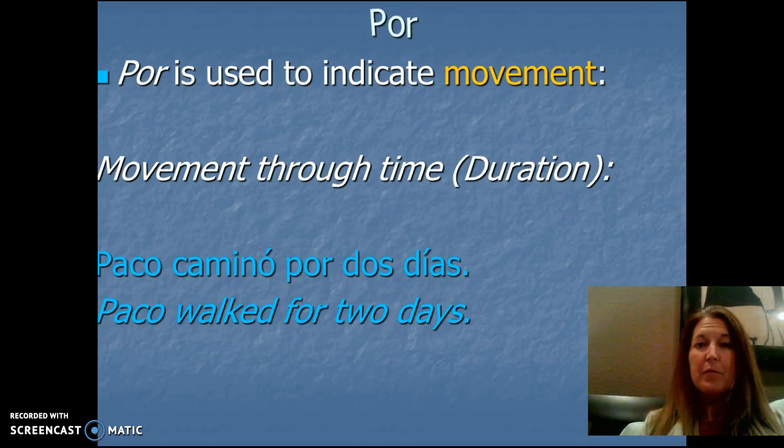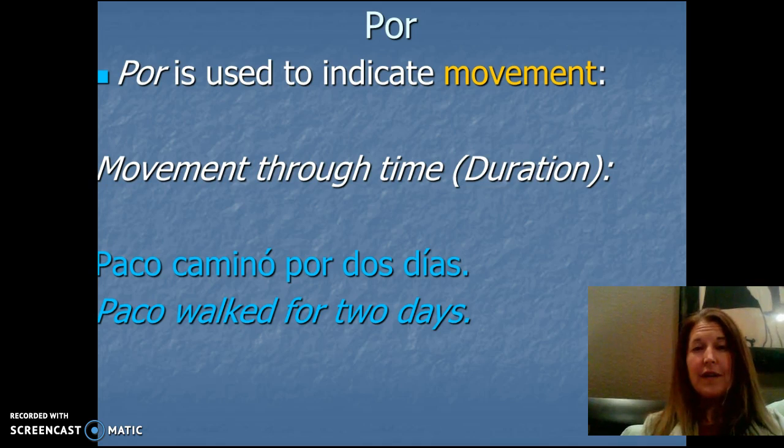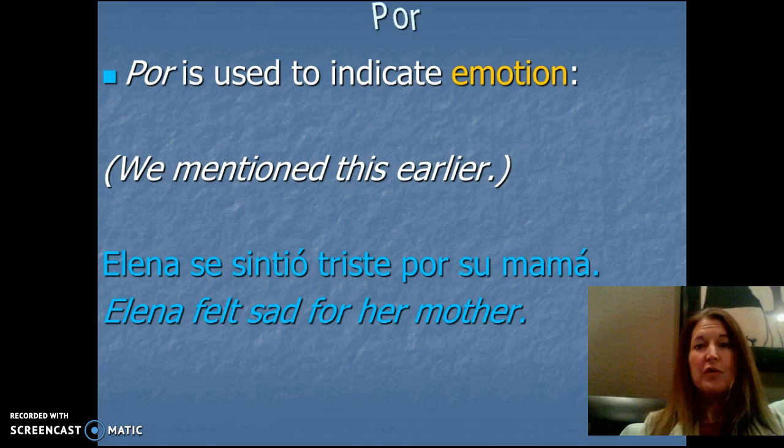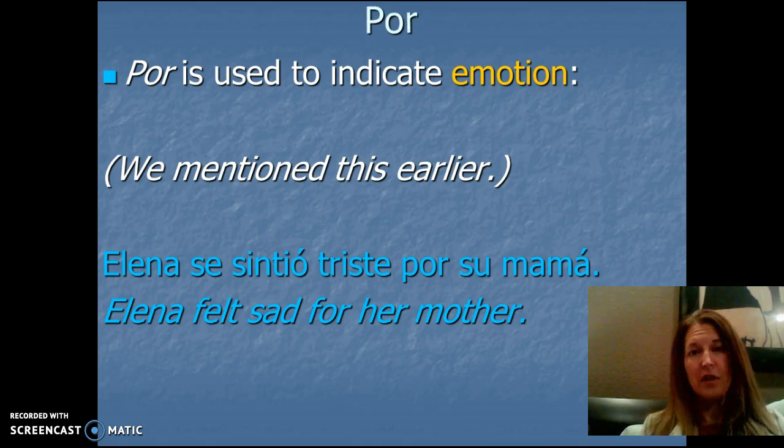Por is used to indicate movement through time, the duration of something. Paco caminó por 2 días. So we can say caminó por el bosque y caminó por 2 días. That's the duration. Por is used to indicate emotion, and this is what we talked about earlier. Elena se sintió triste por su mamá. She felt sad for her mother. It's kind of like saying feeling sad on behalf of her mother. She's not necessarily the recipient.